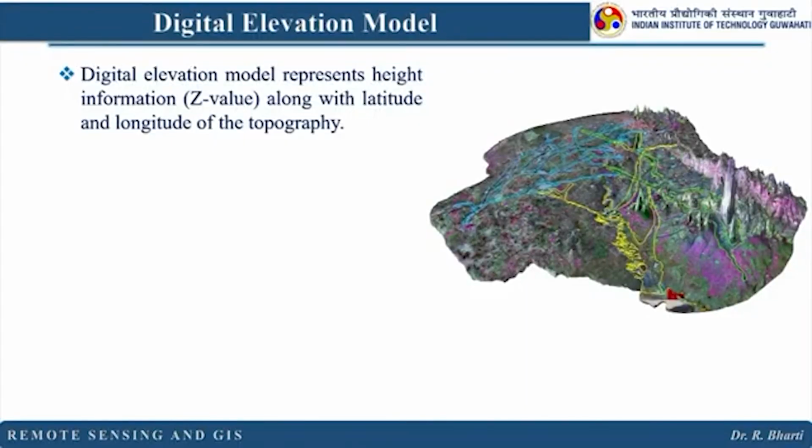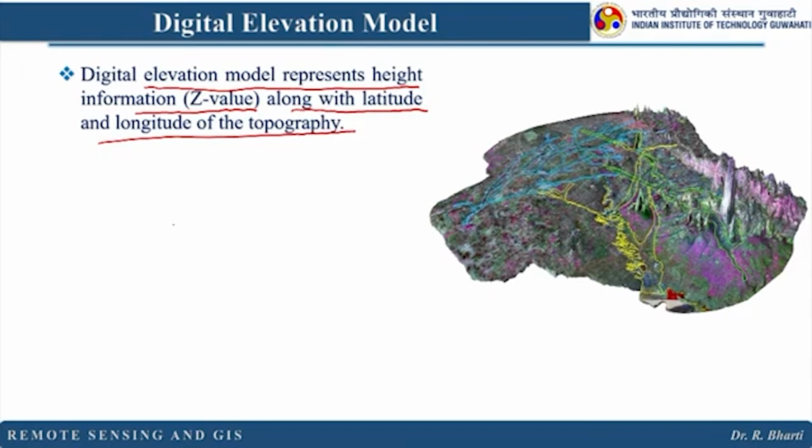In this lecture, we will see what are the potential applications of remote sensing and GIS in our different areas. So let us start with the digital elevation model. Digital elevation model is one of the significant outputs of remote sensing and GIS technique. So here let us see what exactly this digital elevation model means. A digital elevation model represents height information, that is your Z value, along with latitude and longitude of the topography.